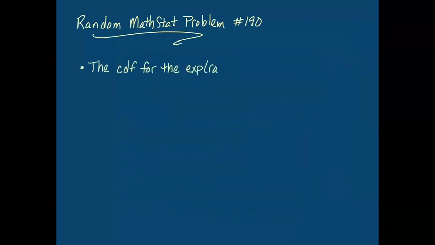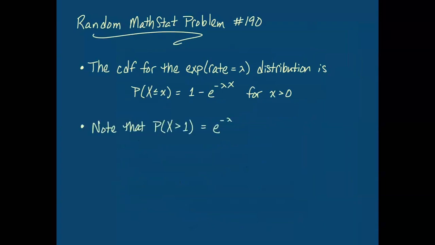Recall that the CDF for the exponential rate lambda distribution is given by 1 minus e to the negative lambda x. By inspection, it's easy to see that the probability that x is greater than 1 is equal to e to the negative lambda. There's no x in this problem, only an x1 through xn. Both capital X's that are on the slide now just represent generic random variables with the exponential rate lambda distribution.